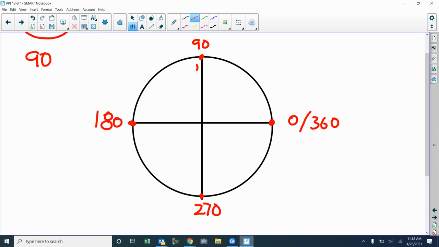Radian measurement here would be pi over 2. All the way around to 180 is pi. 270 is 3 pi over 2. And of course, this would either be 0 or 2 pi. We worked on that yesterday a little bit. You should have at least a little bit of an idea of what radian measurement is, the distance of the radius on the circle. All radian measurement is going to be in terms of pi, some fractional amount of pi for us.